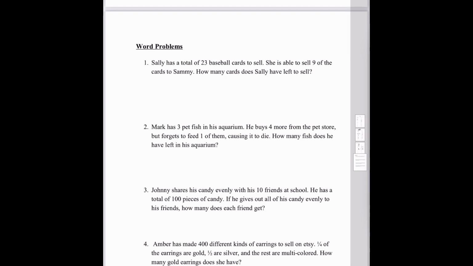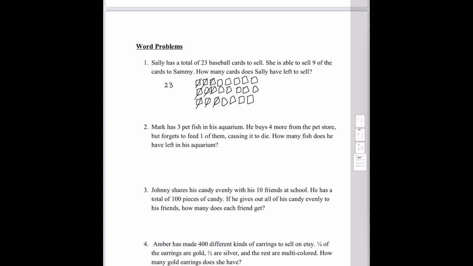Sally has a total of 23 baseball cards to sell. She is able to sell 9 of the cards to Sammy. How many cards does Sally have left to sell? So originally she has 23. So let's draw some cards. For visual learners, there are 23 baseball cards to sell, and she sells 9 of the cards to Sammy. So let's get rid of 9. 1, 2, 3, 4, 5, 6, 7, 8, 9.